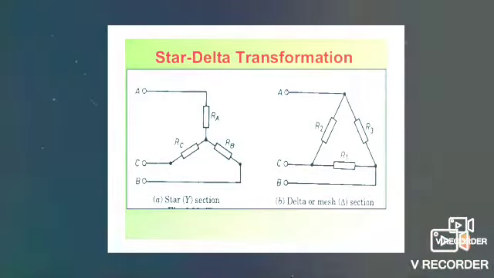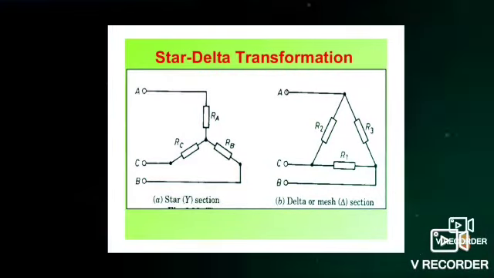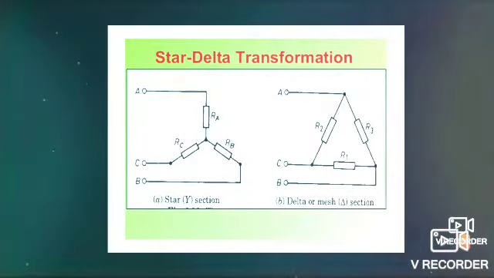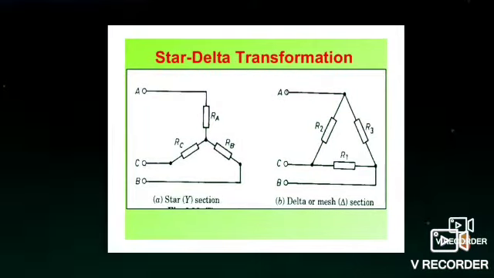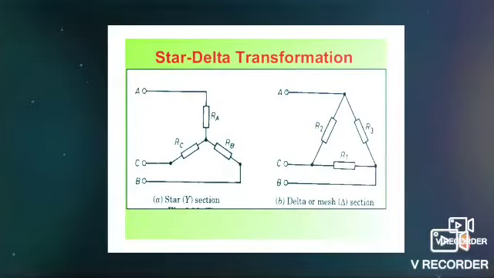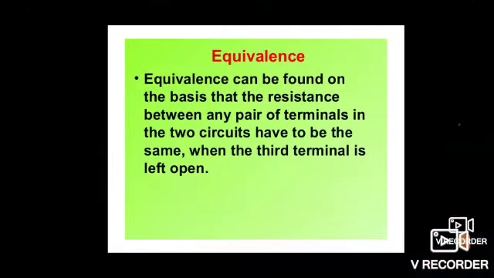The star connected resistances are denoted by RA, RB and RC. The delta connected resistances are denoted by R1, R2, R3. We can transform star to delta or delta to star. We have to see the sections. So the first one is equivalence.